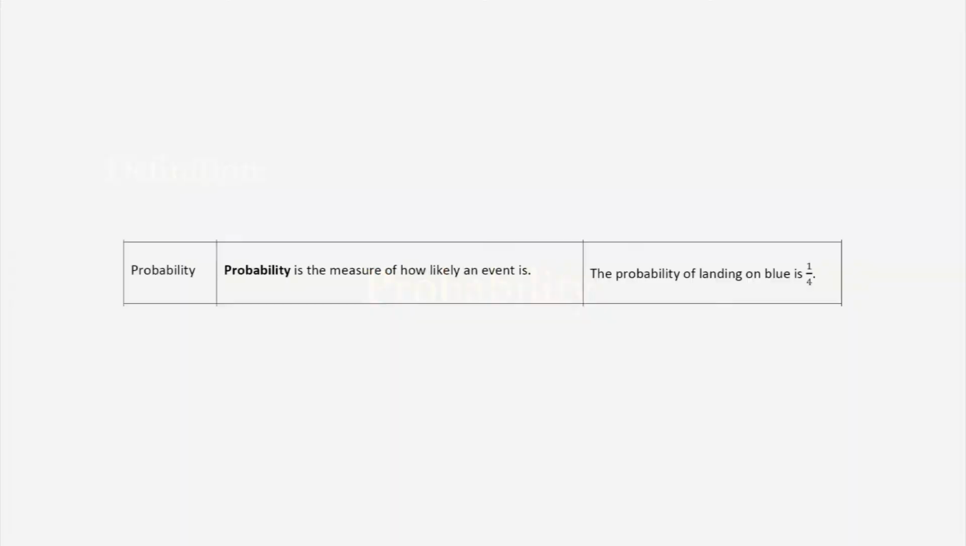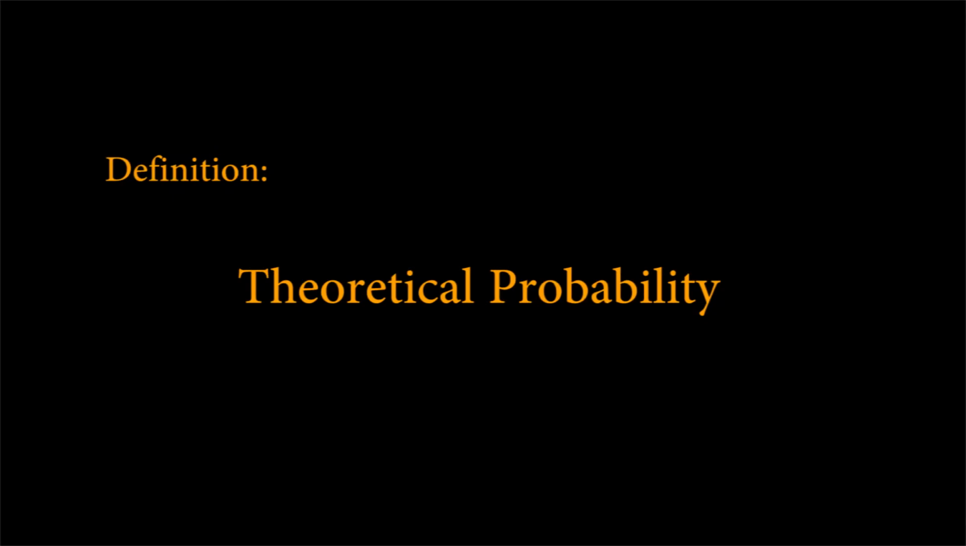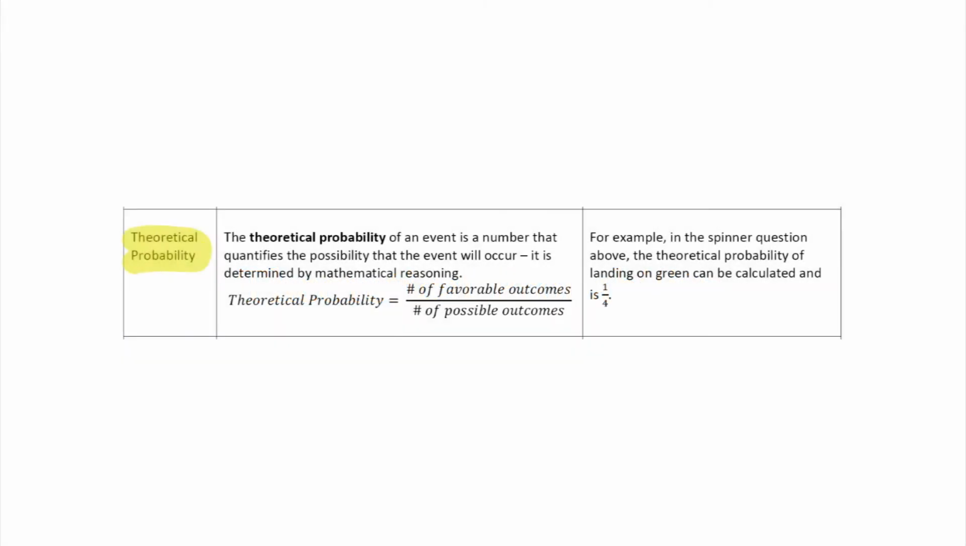Probability is the measure of how likely an event is. The probability of landing on blue in our spinner example is 1 in 4. The theoretical probability of an event is a number that quantifies the possibility that the event will occur. It's determined by mathematical reasoning. So the theoretical probability is equal to the number of favorable outcomes divided by the number of possible outcomes.